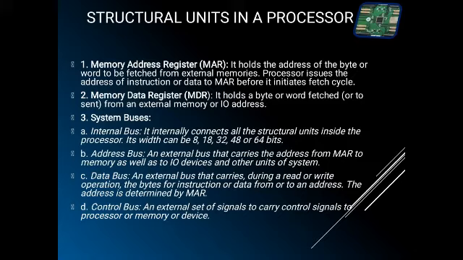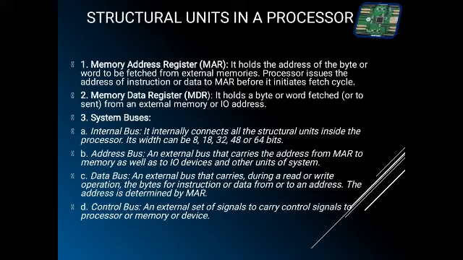Then we have the system buses. We know that in the general architecture of your microprocessor, we have the address bus, data bus, and control bus. Here also we have internal buses to connect all the main internal parts of the microprocessor with other parts. We are using this internal bus. Then we have the address bus that holds the address of the data or address of the memory to be used.